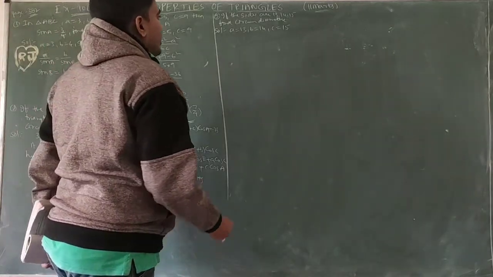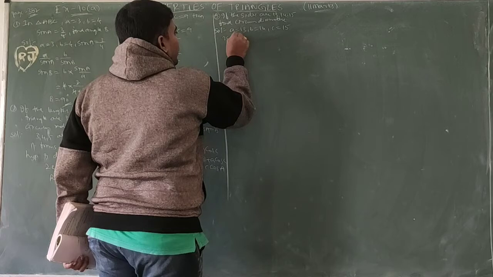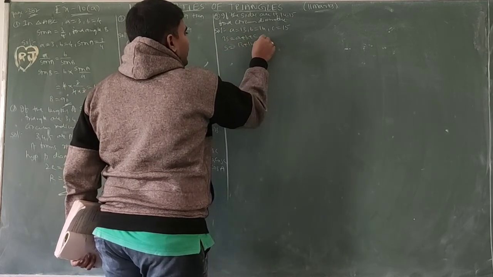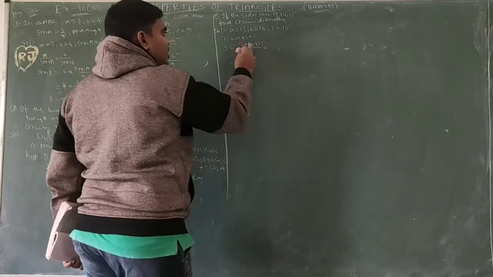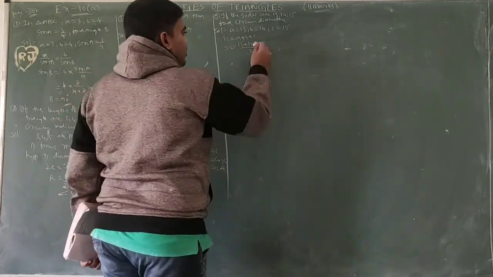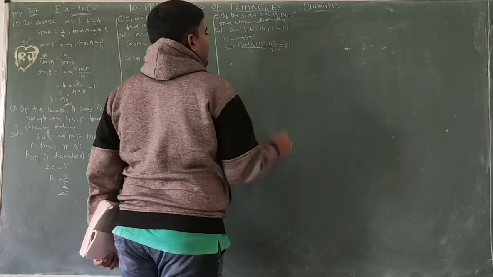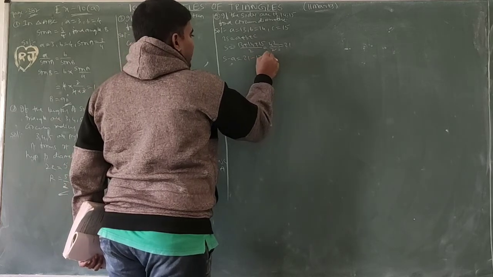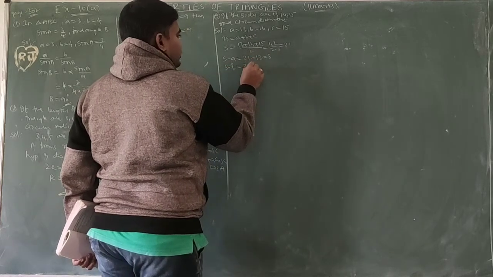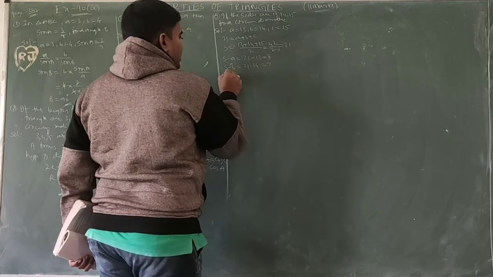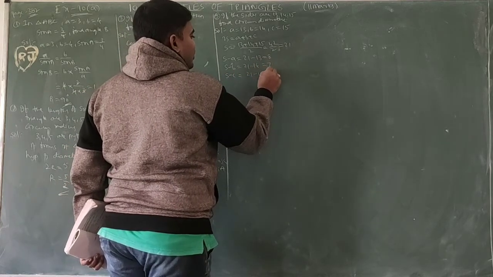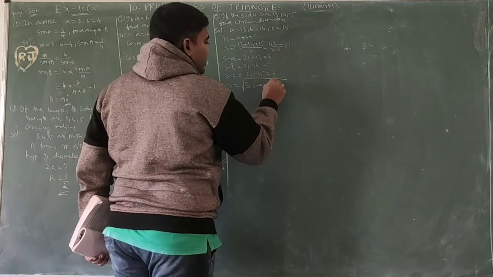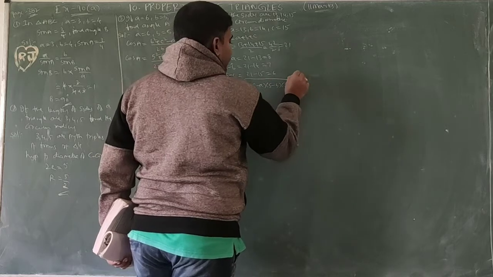So I want to take first s. 2s equal to a plus b plus c. s equal to 13 plus 14 plus 15 by 2. 13 plus 14 is 27, plus 15 is 42, by 2 equal to 21. So s minus a, 21 minus 13 equal to 8. s minus b, 21 minus 14, 7. s minus c, 21 minus 15, 6. Delta equal to under root s into s minus a into s minus b into s minus c.